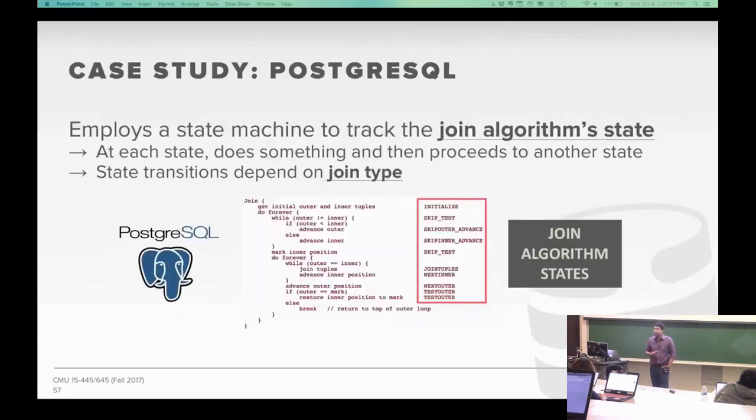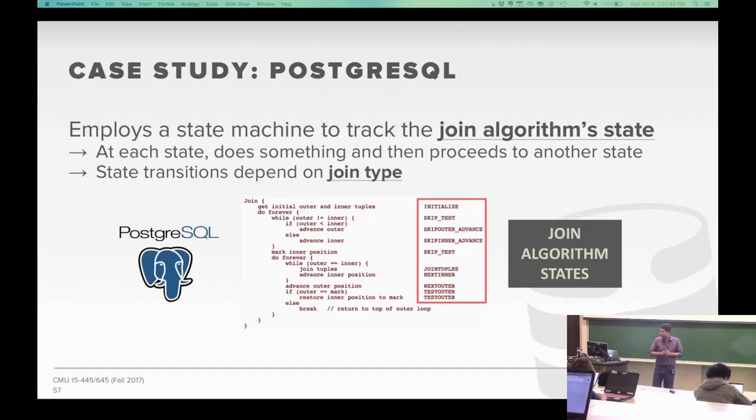If you look into the Postgres database system, it employs internally a state machine, if you will, to track the state of the join algorithm. We narrow down on one specific join algorithm, the merge join in Postgres. This also holds for other kinds of join algorithms like hash join. In each join algorithm, you have a state machine to keep track of the state of the algorithm so that you can support all these different kinds of SQL join types. The state transitions in these algorithms depend on the join type.